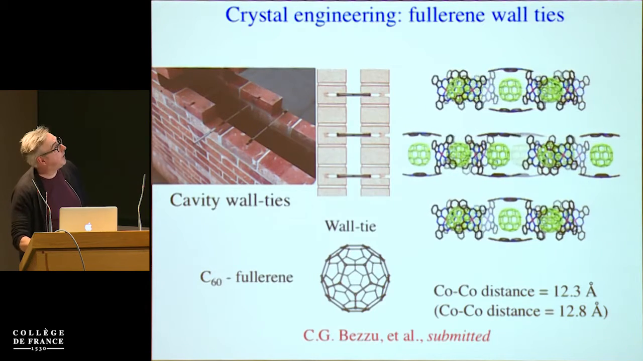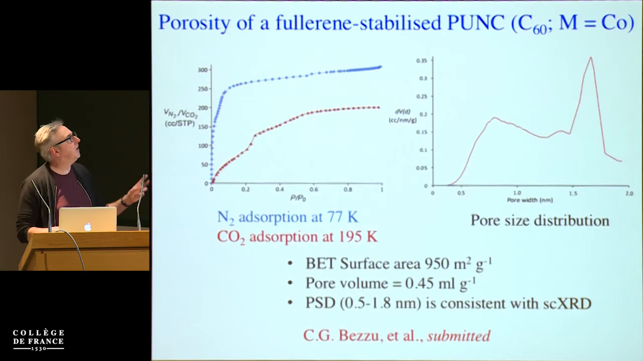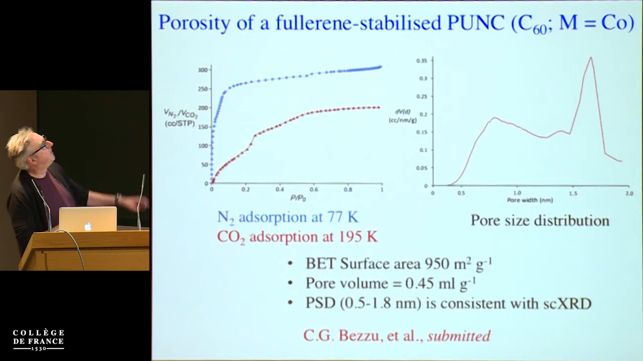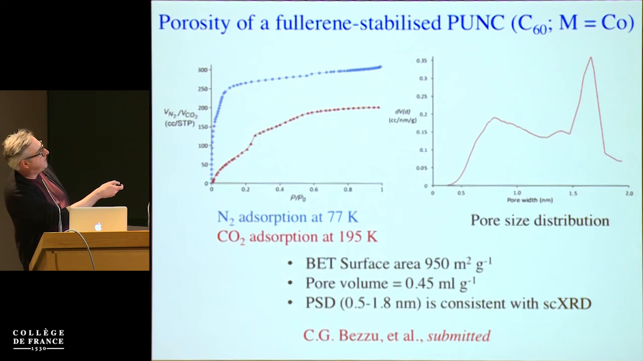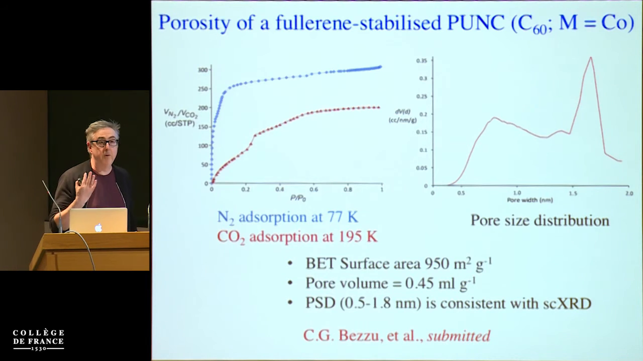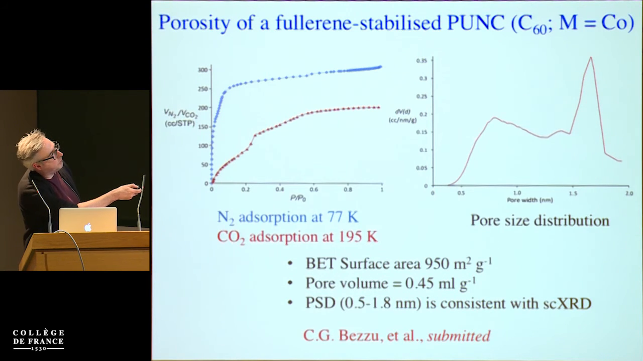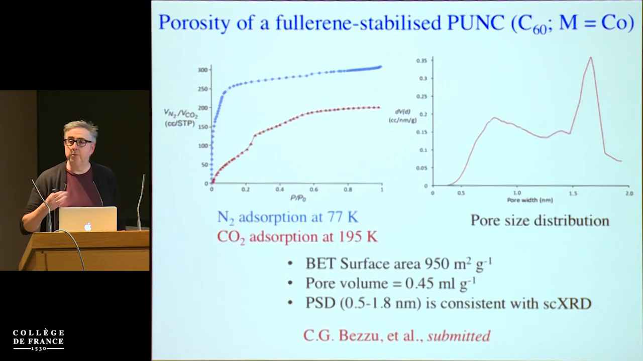So just to show you what the gas adsorption looks like for this, we call it a thallocyanin unsolvated nanoporous crystal, a very silly acronym, but nonetheless, these are the punks. And so you get nitrogen adsorption at 77K, you get a surface area of about 950 meters squared per gram, pore volume about 0.54 mL per gram. And you can get the pore size distribution from the nitrogen adsorption, and you can see a nice large peak at around 1.8 nanometers, which is consistent with the single crystal data.